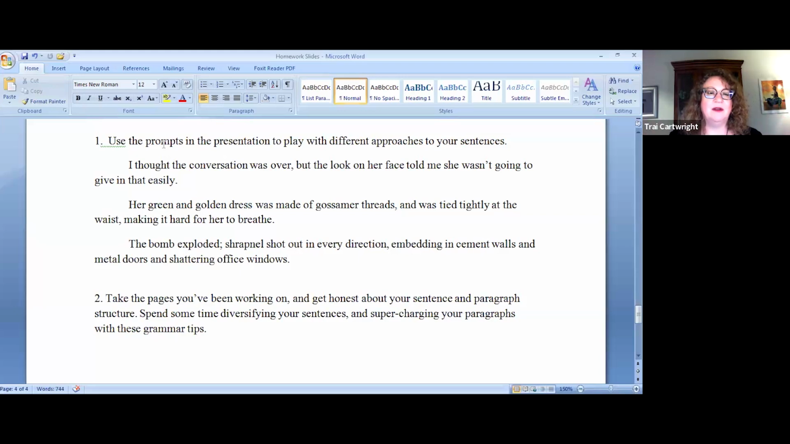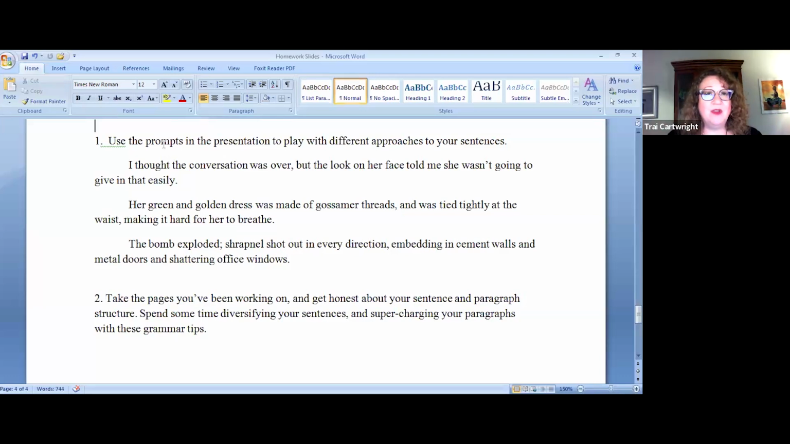All right, here's the second one. Her green and gold dress was made of gossamer threads and was tied tightly at the waist, making it hard for her to breathe. So it's a shift in perspective, but it's still close. It's still, yeah, third person close, because it's making it hard for her to breathe. We wouldn't have that information if we were doing the Ernest Hemingway thing and we were just watching it. Now, she could be gasping for air, and that's how we would know it was hard for her to breathe. But here, it's close third.